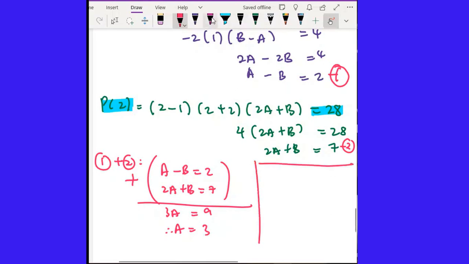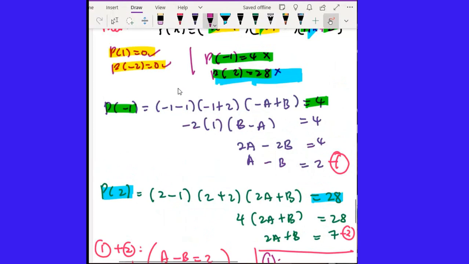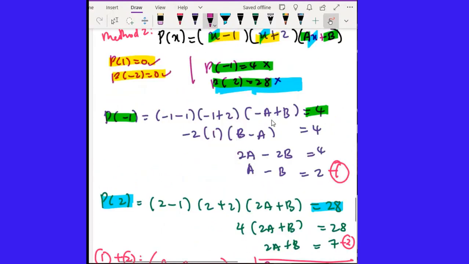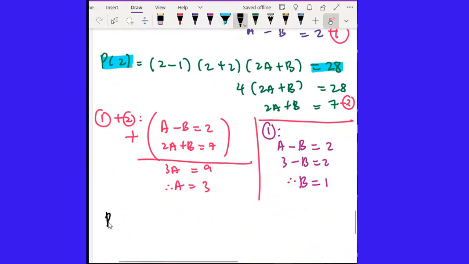As the next step, I just use the first equation. A minus B is equal to 2. Substitute 3 minus B is equal to 2. Therefore, B is equal to 1. Okay. So, not done yet. Okay, just substitute A and B into the polynomial. Ya, just now kan polynomial ni. This one ni. X minus 1, X plus 2 ni. Just rewrite for you. P of x is x minus 1 x plus 2 ax plus b.